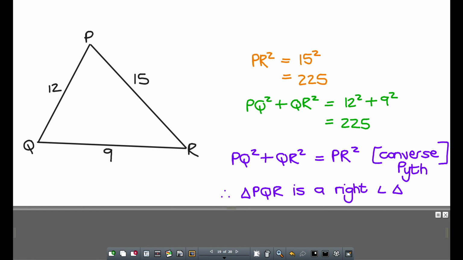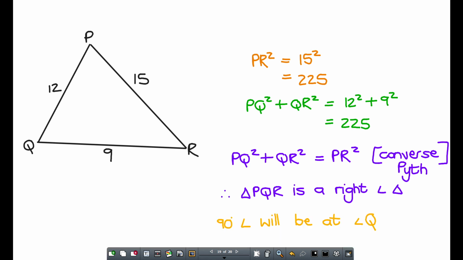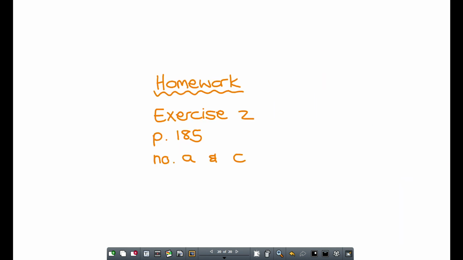Hands up. Which angle is the 90 degrees angle? Remember, the 90 degrees angle will be the one opposite the longest side. The longest side was that 15, so the 90 degrees angle will be at angle Q. You guys good? Nice and easy.